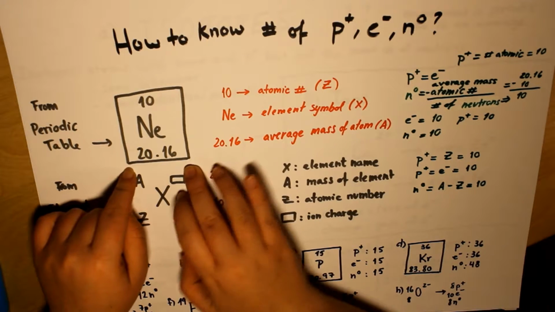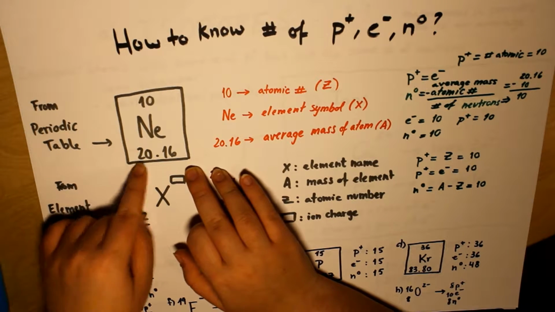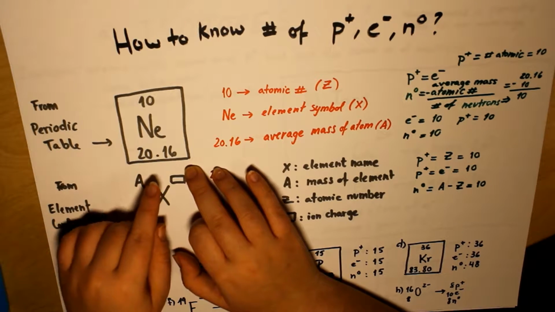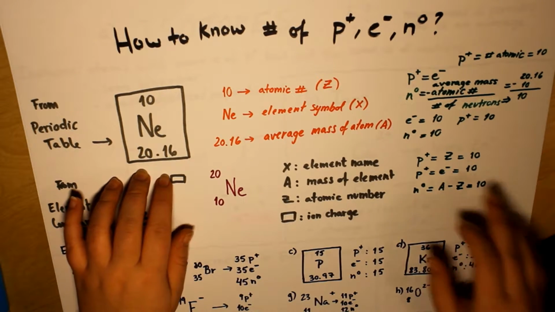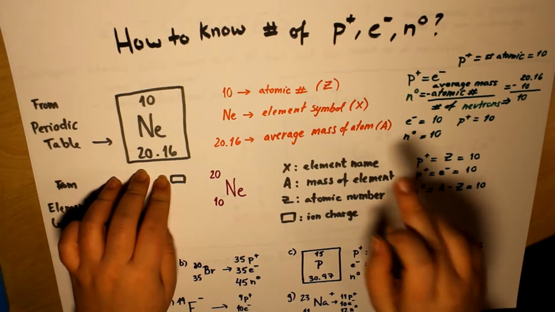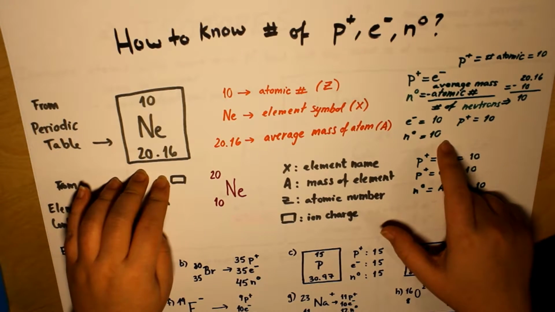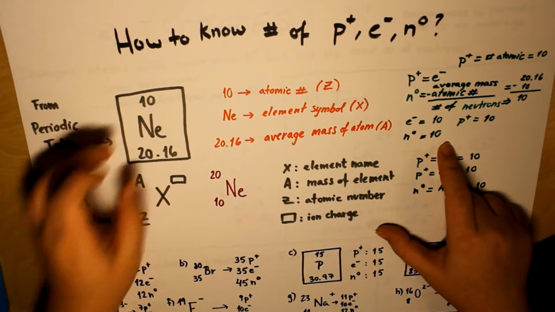So how do you get the number of neutrons from the average mass and the atomic number? Basically what you do is you subtract the atomic number from the mass, and you will get 10. So you will have 10 neutrons in neon.